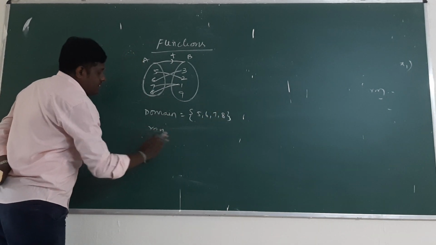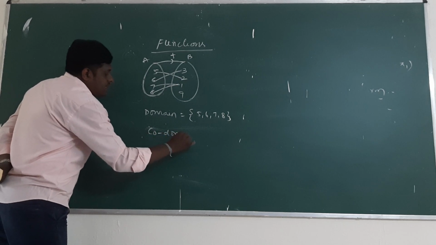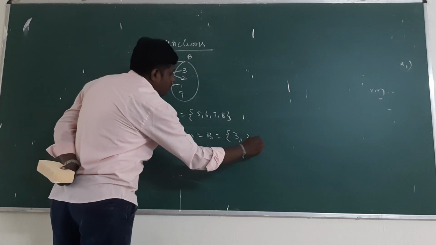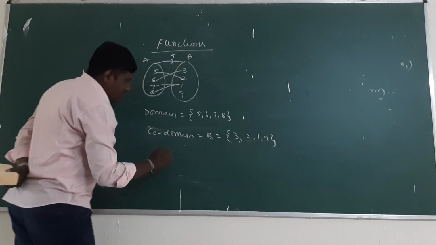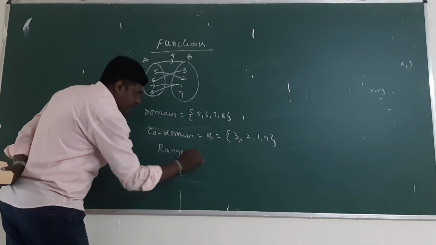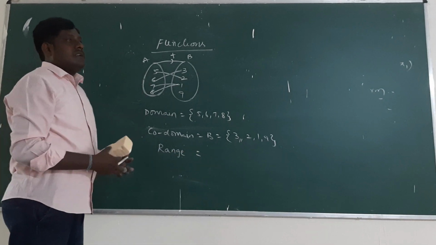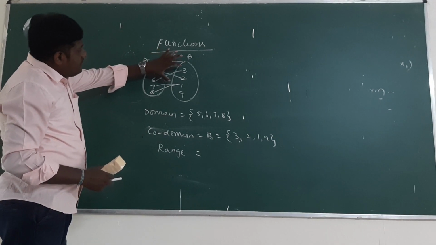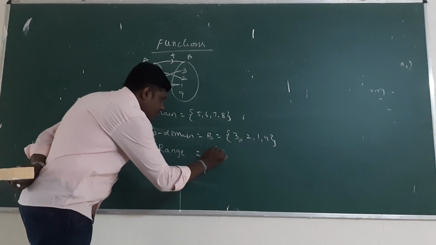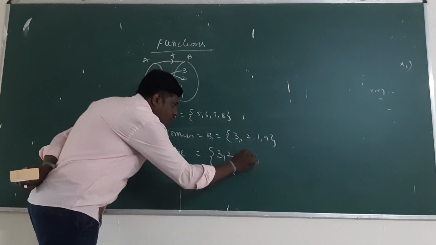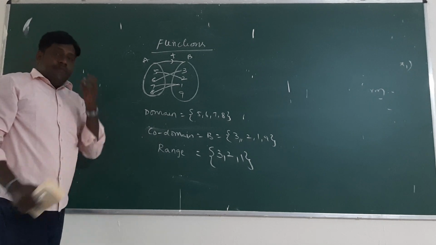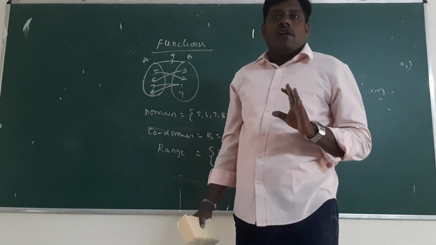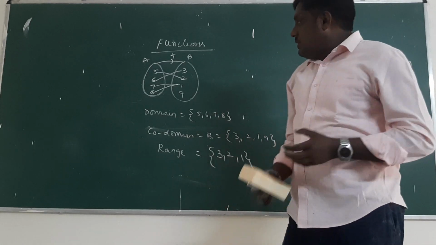Range, codomain. Codomain is nothing but set B, the set of 3, 2, 1, 9. These all are the codomains. Now coming to range. Range is nothing but which elements are mapping or assigned in the set B. Which elements are mapping in the set B? 3, 2, 1 only. So range is nothing but 3, 2, 1. This is about the domain, codomain and range. This is a very important topic in the intermediate. Okay?